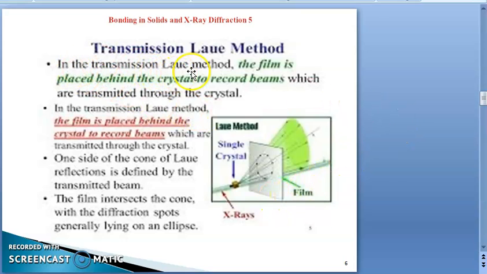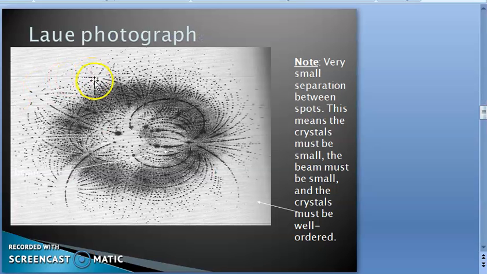In the transmission Laue method, the film is placed behind the crystal to record the beams which are transmitted through the crystal, like this. One side of the cone of Laue reflections is defined by the transmitted beam. The film intersects the cone with the diffraction spots generally lying on an elliptical shape.